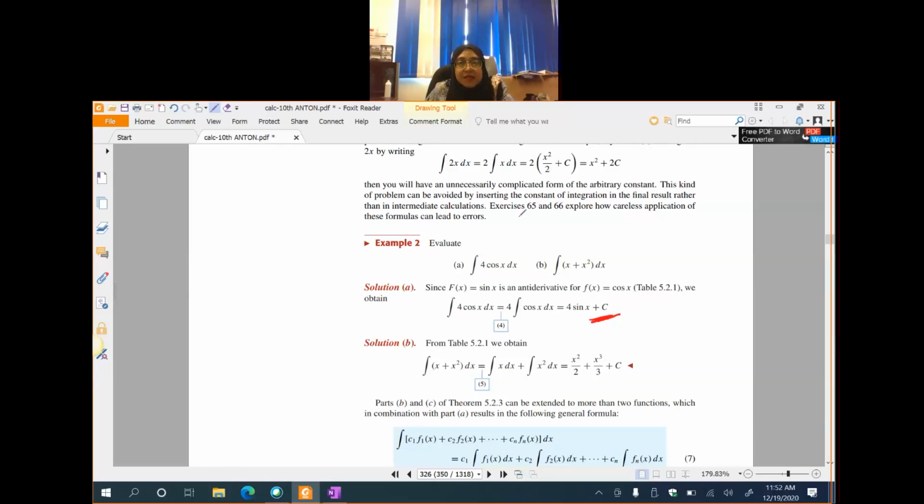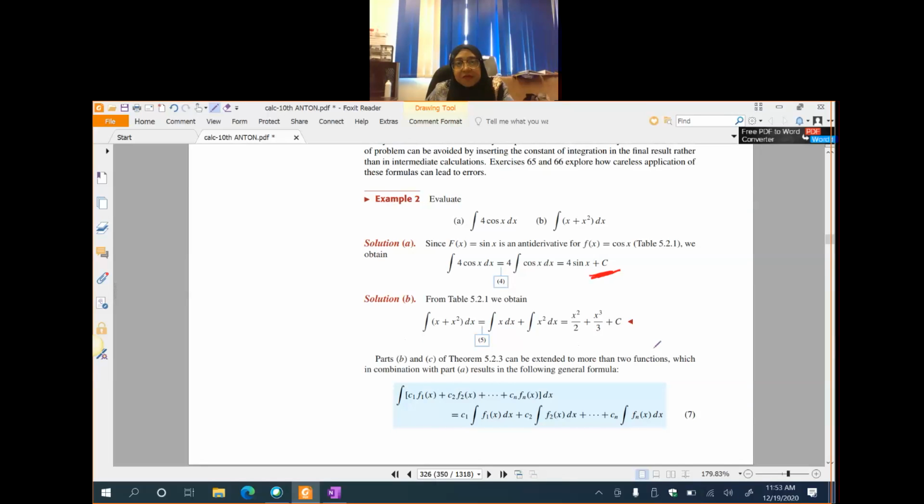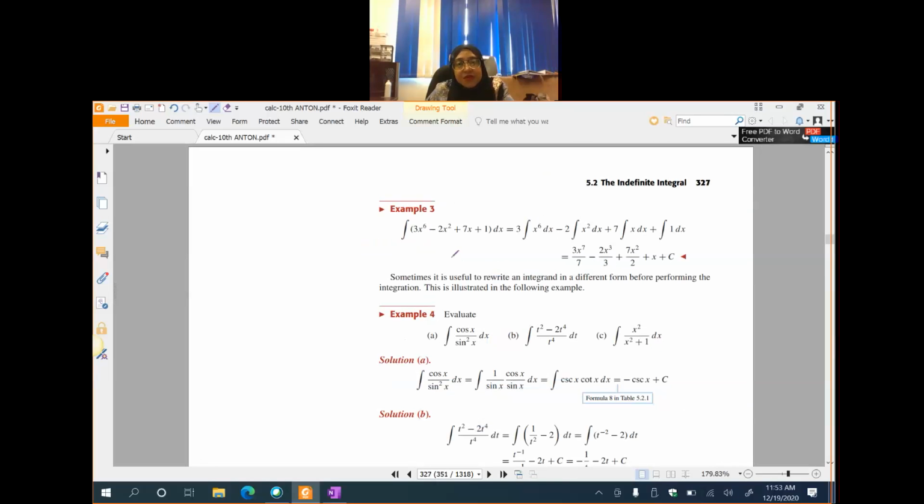For part b, x plus x squared, there is a plus here, so you can always segregate. You segregate it into the integral of x dx plus the integral of x squared dx. You integrate this using the power rule, and it will give you x squared divided by 2 plus x cubed divided by 3, and then plus c. I think that's it. For the other examples, I'm sure you can do it at home.